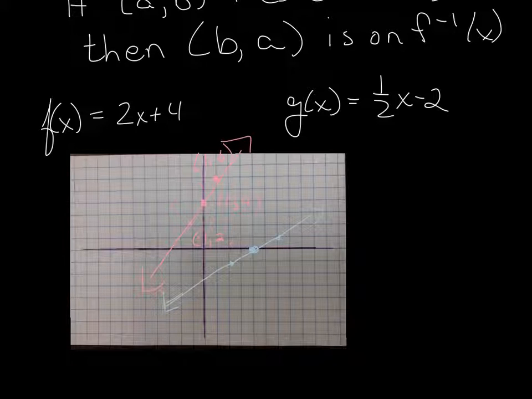Now that looks pretty close. I mean, I didn't get it exactly, but you can see that that should be the graph of 1/2 x minus 2. Our slope is 1 over 2.